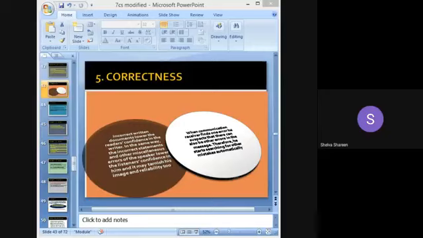So the same goes for correctness: you need to keep in mind whether the language you are using is grammatically correct, spellings are correct, all the facts and figures or information are correct, and you are using proper punctuation. Next. When a communication receiver finds an error, he suspects that there can also be other errors in the message.